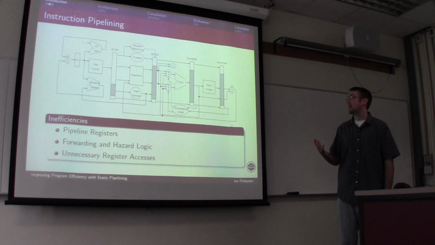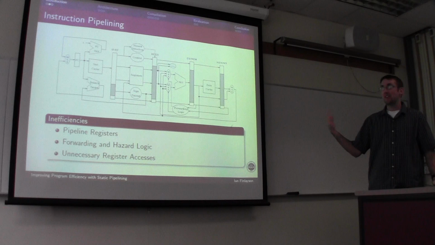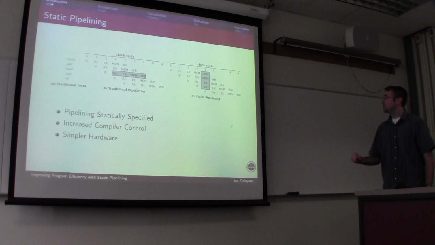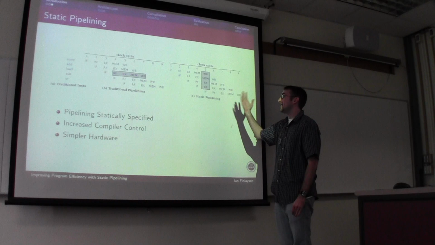So we'd like to have a way to get the performance benefit of pipelining, namely being able to increase your clock rate without having some of these unnecessary inefficiencies in your hardware. So our design is to move the pipelining decisions from being done dynamically in the hardware to being done statically in the compiler. So this figure here represents the main idea of static pipelining.